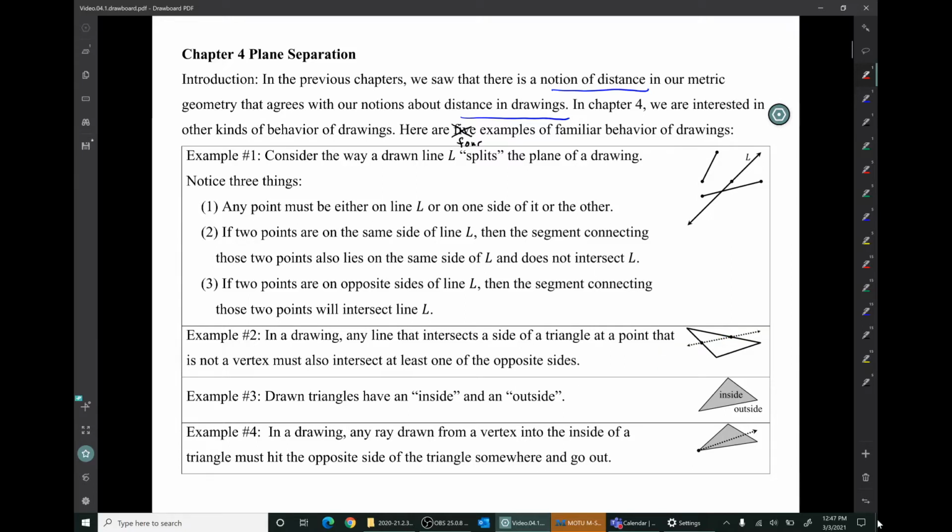Here's another behavior in drawings. Drawn triangles have an inside and an outside. And then this 4th example: in a drawing, any ray drawn from the vertex of a triangle into the interior of the triangle must come out the opposite side somewhere, intersects the opposite side and comes out.